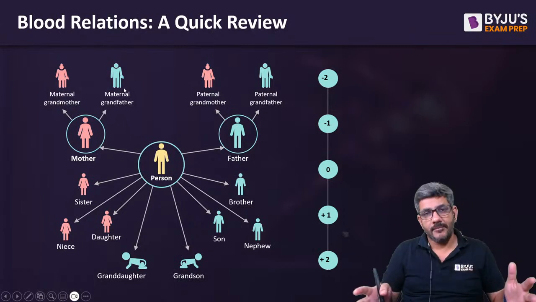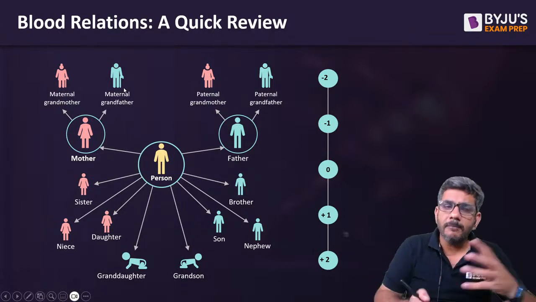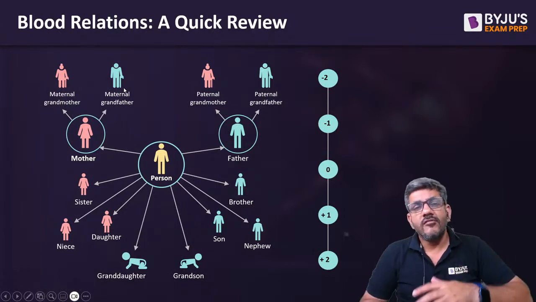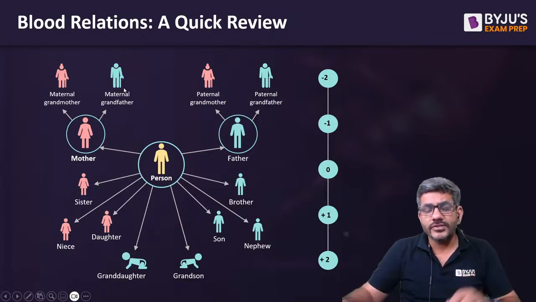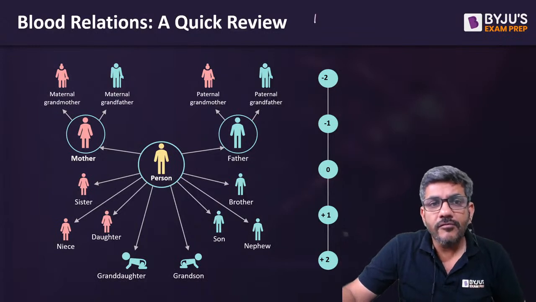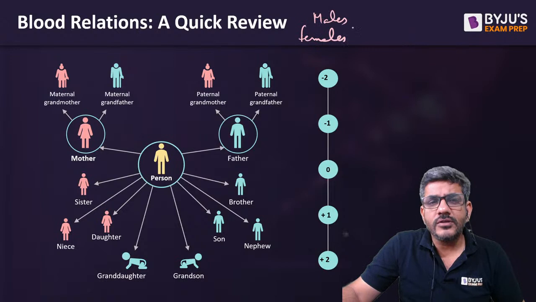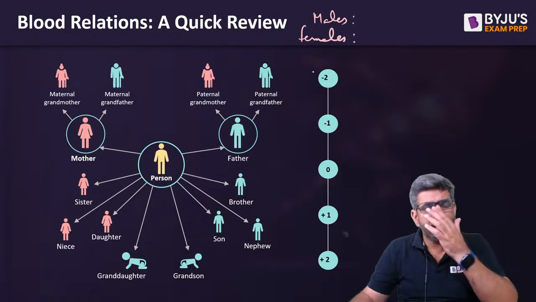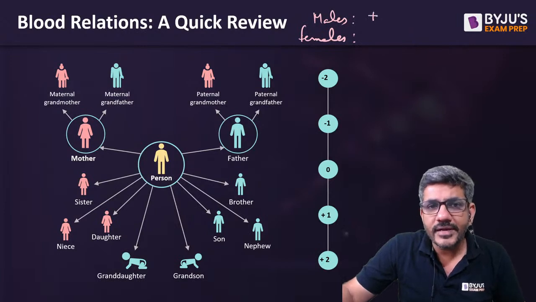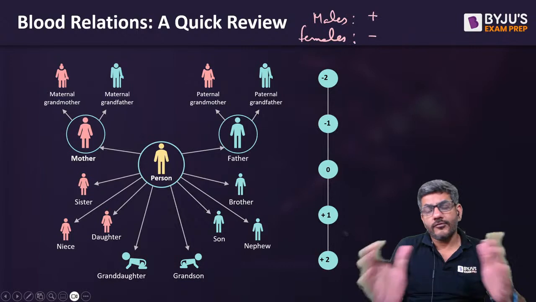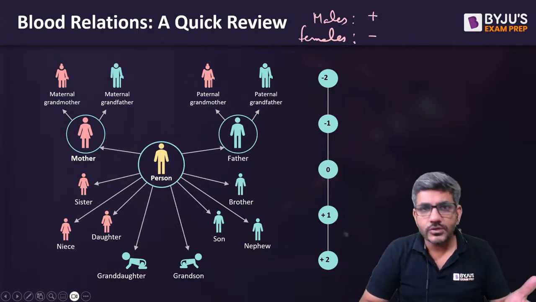We make a chart, right? So we use some symbols to represent that who is the father of whom, who is the mother of whom, something like this. So normally, first of all, we use a symbol for males and females, right? So since my childhood days, when I did these questions, I have been using a plus sign to represent a male, a minus sign to represent a female. Of course, you can choose any symbols of your choice as well.